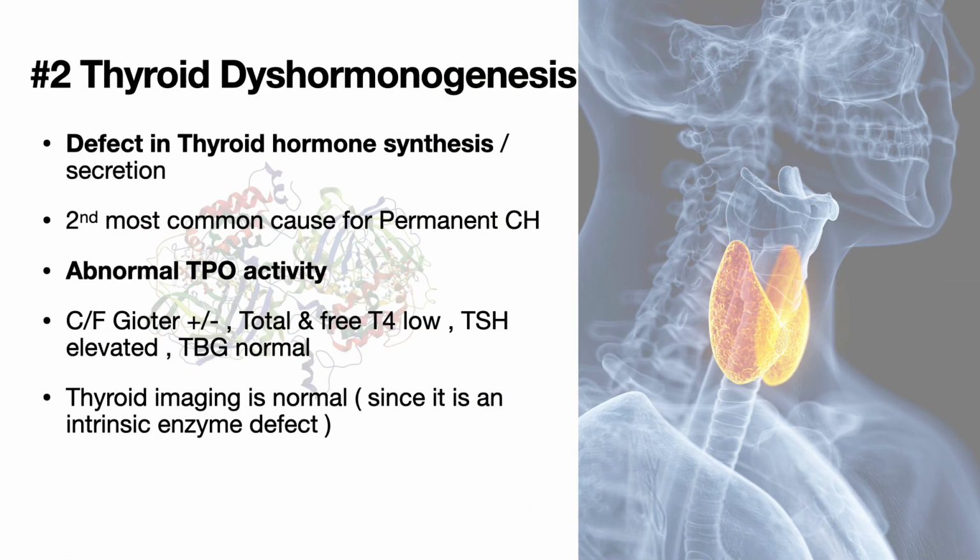Now let's see the second type of permanent CH, that is thyroid dyshormonogenesis. It is a defect in thyroid hormone synthesis or its secretion. It is the second most common cause of permanent CH and it involves abnormal TPO activity. The clinical features include the goiter, which may be present or absent, total and free T4 is low, TSH is elevated, and the TBG is normal. The thyroid imaging is normal since it is an intrinsic enzyme defect.